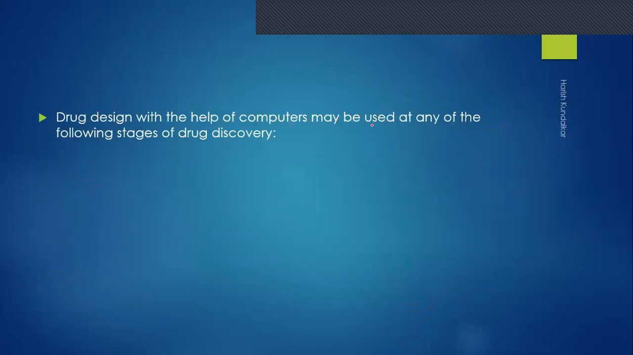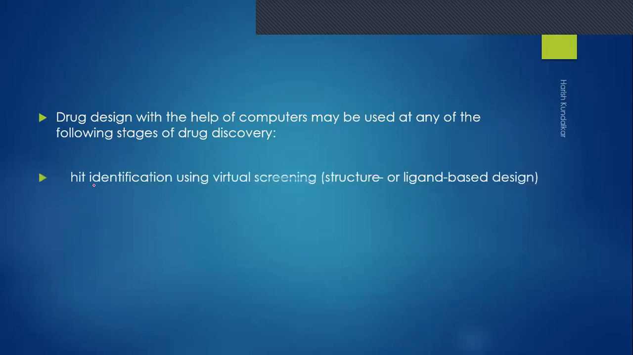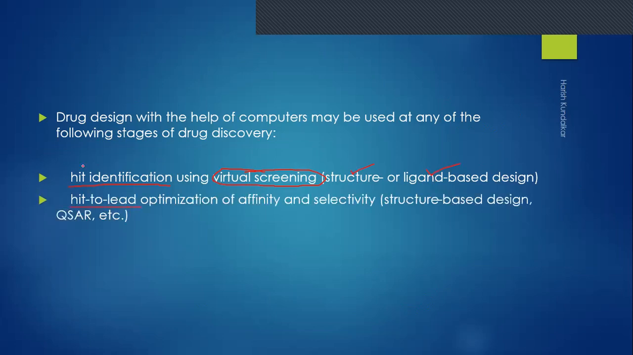All right. So drug design with the help of computers may be used at any of the following stages of drug discovery. One of the stages could be hit identification. Okay, so hit identification के लिए we do something called as virtual screening. Virtual screening यानी in silico screening that can be done using structure-based drug design or ligand-based drug design. Then computers can be used in hit to lead optimization. So एक बार hit is identified, उसके बाद में we can use it for hit to lead optimization for affinity and selectivity, and that can be done using structure-based drug design and ligand-based drug design techniques like QSAR.